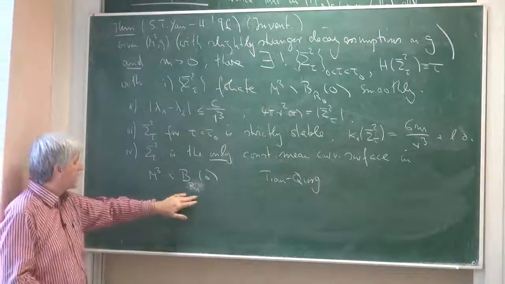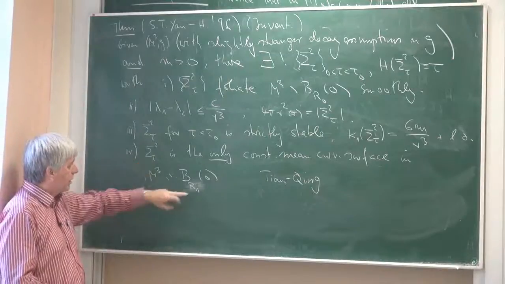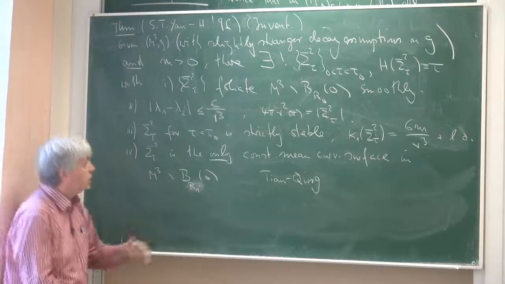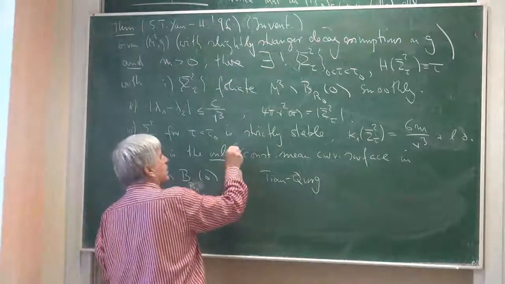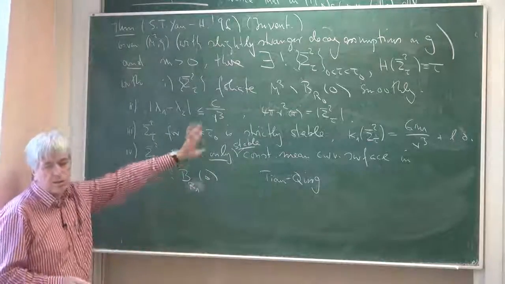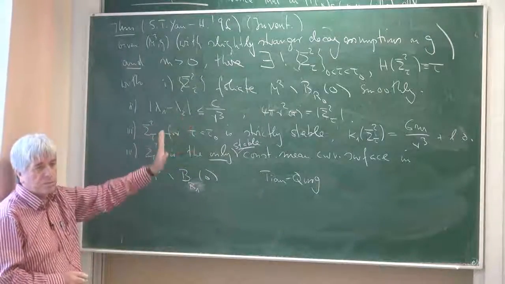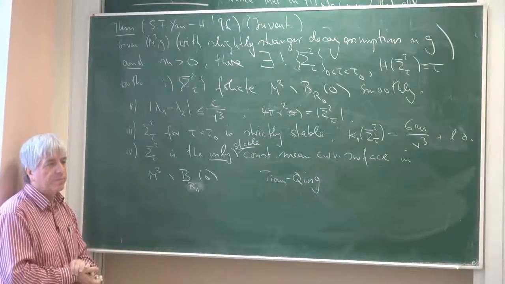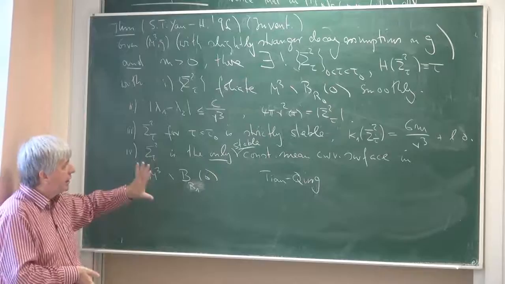So you can fix the radius independent of tau, and outside this radius, this will be the only stable constant mean curvature surface. The uniqueness relies strongly on the stability. If you drop the stability, you might have Wente tori or all sorts of things. But if it's stable, it has to be one of these.